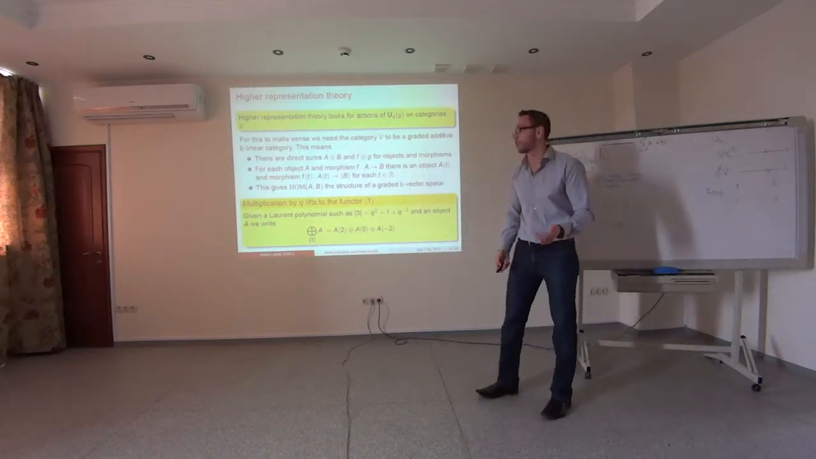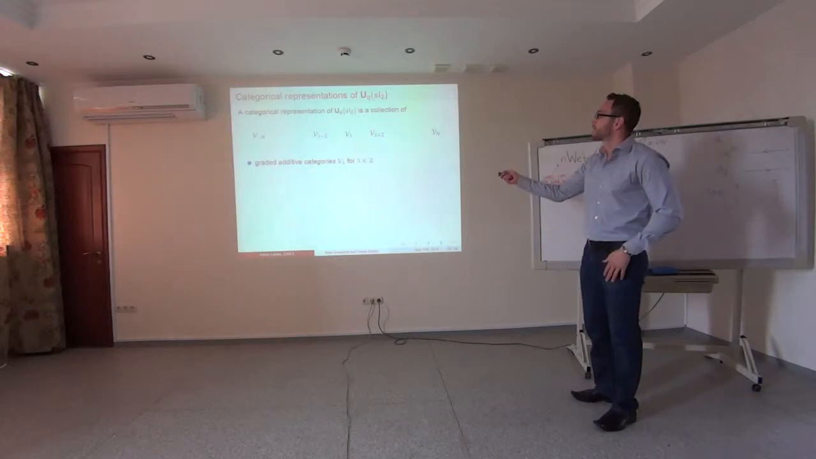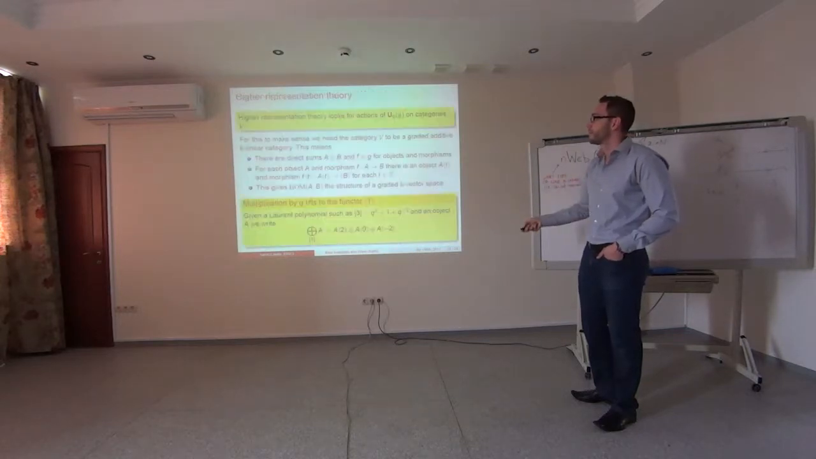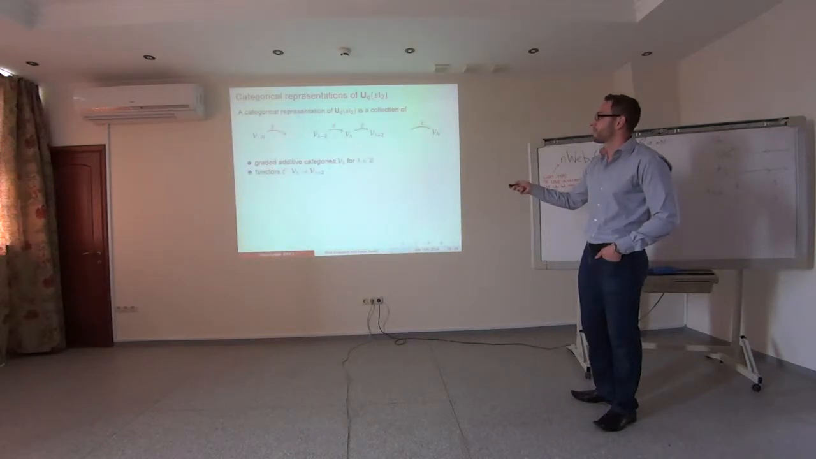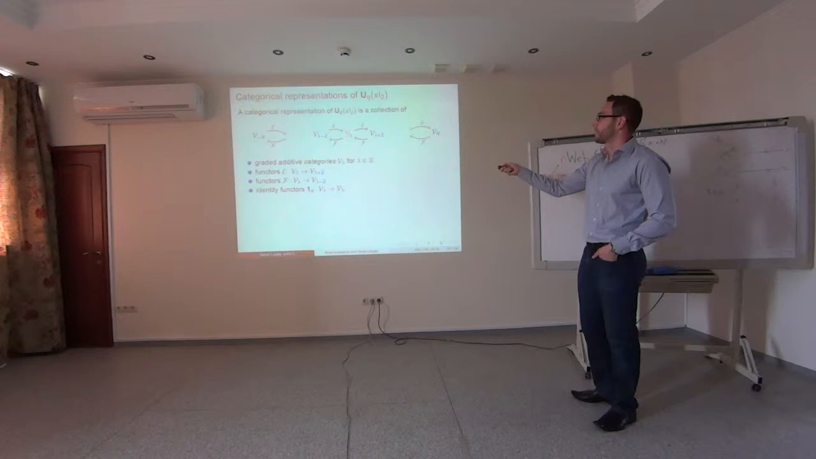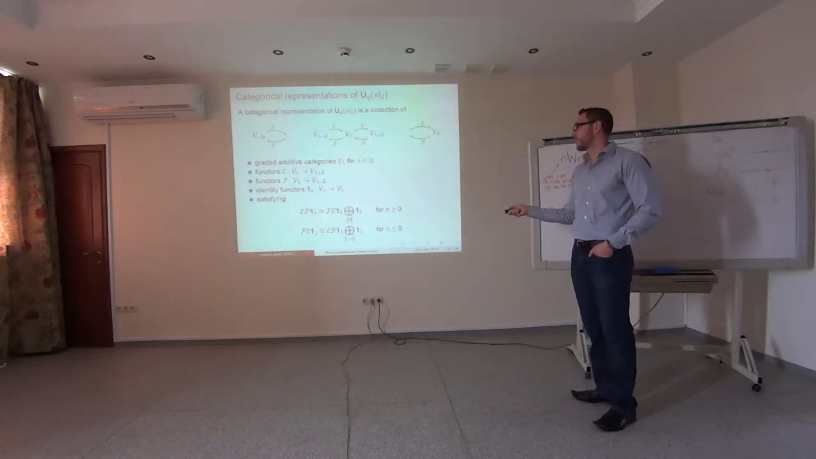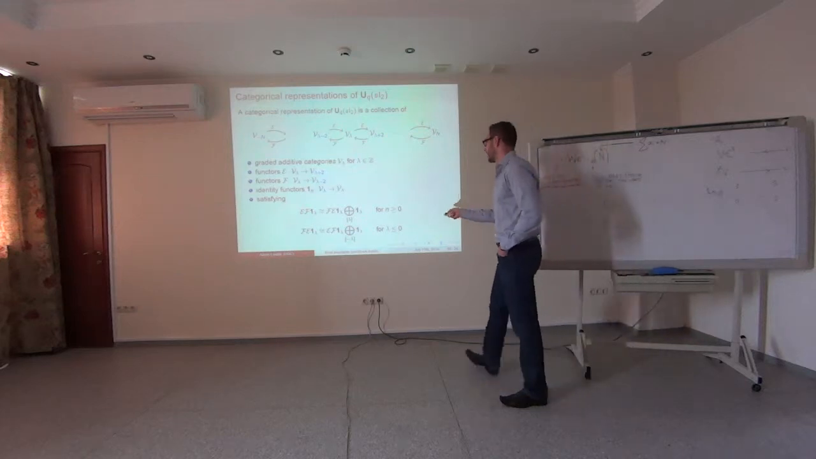And what does it mean to have a sort of categorical representation of a quantum group? Well, let's go back to our SL2 story. So what's a categorical representation of UQSL2? Well, we just pick a bunch of graded additive categories for each weight, just like we did before. So these used to be vector spaces, now they're categories. We pick a bunch of functors that go from different weight spaces, just as before, functors E and F. We have a bunch of identity functors, that should be a lambda, the identity functors on each category, those are the projectors.